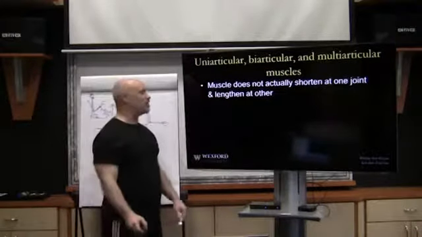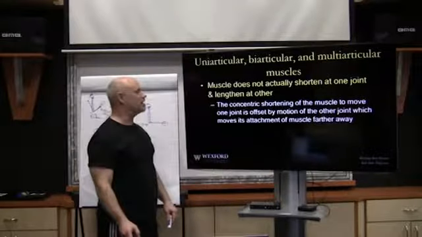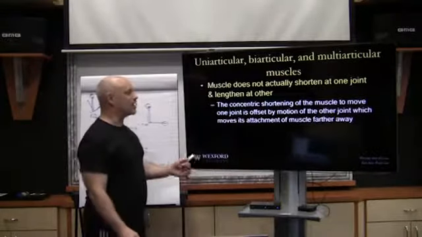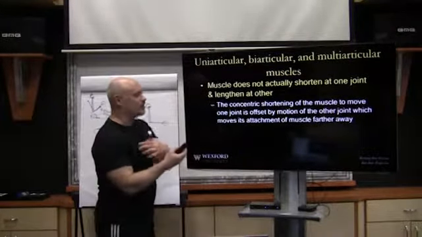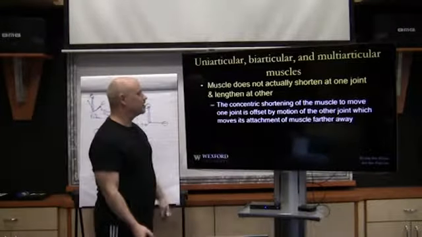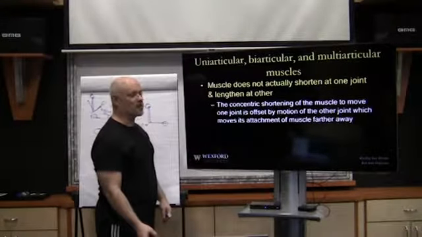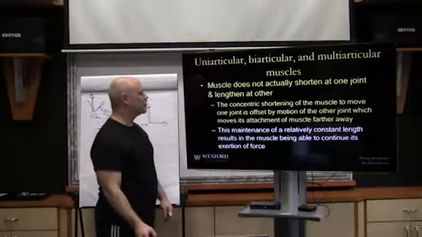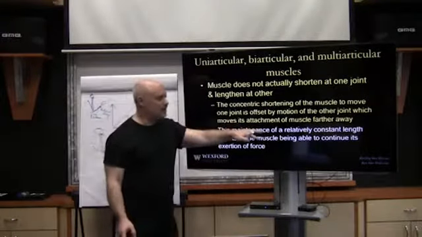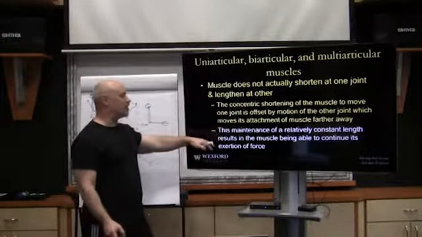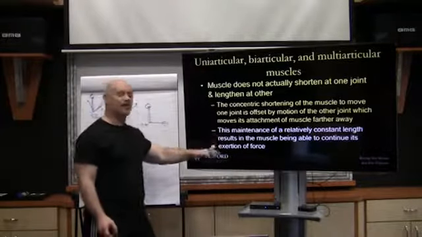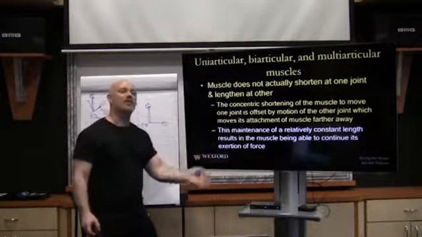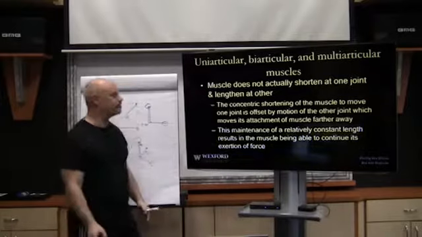Muscles do not actually shorten at one joint and lengthen at the other, as we said. The concentric shortening of the muscle to move one joint is offset by the motion of the other joint, which moves its attachment farther away. The maintenance of relatively constant length results in the muscle being able to continue its exertion of force on the lever or bone that's moving.